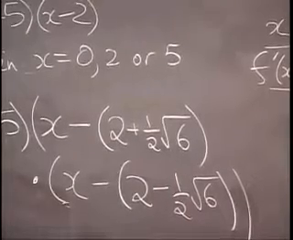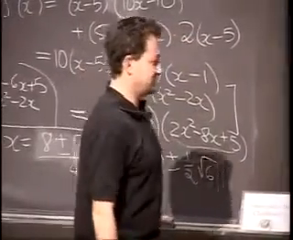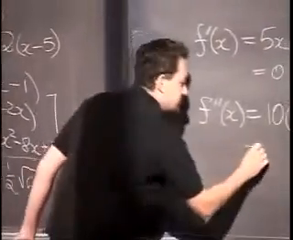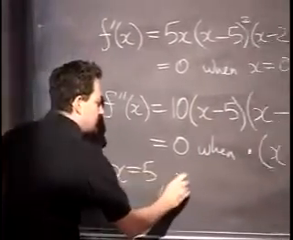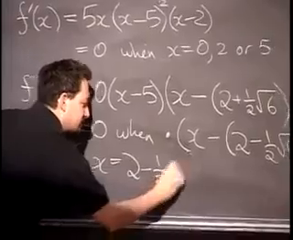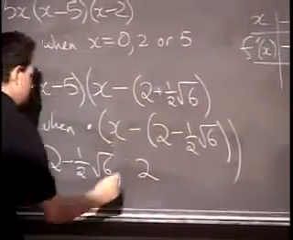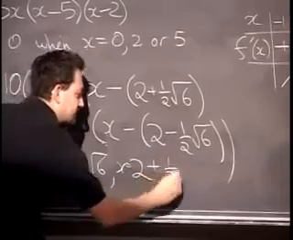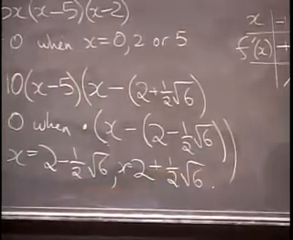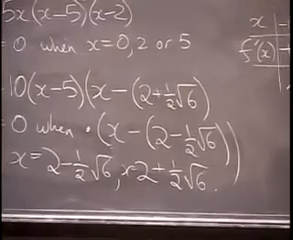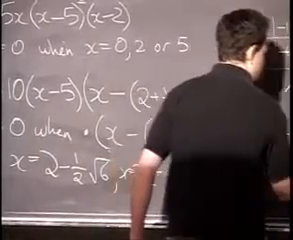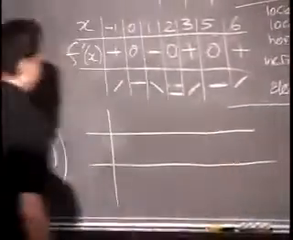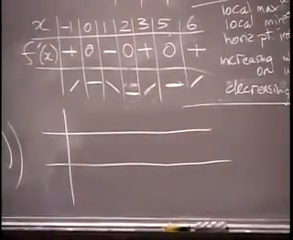I wish that it worked out better, but you can't have everything. If you can deal with these messy things, you should be able to deal with the nice things that often come up as well. In any case, this equals 0 when x equals 5, x equals 2 minus a half root 6, or x equals 2 plus a half root 6. And now we have to draw up a table of signs. It's going to be a little bit messy because of these messy numbers.